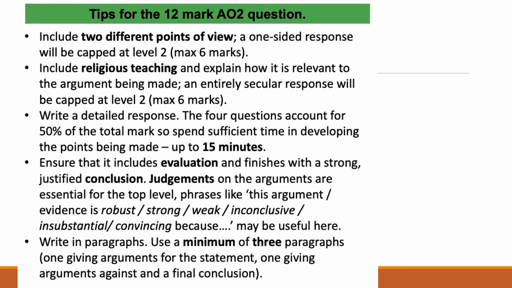My other tips would be to ensure you always include 2 different points of view, because if you don't, you'll be capped at a level 2 with maximum marks of 6. Also, ensure you use keywords when you're evaluating your paragraph and also when you're justifying your conclusion. Use things like, this argument is strong, this argument is insubstantial, and use a minimum of 3 paragraphs, 1 for agreeing, 1 for disagreeing, and also a final conclusion.